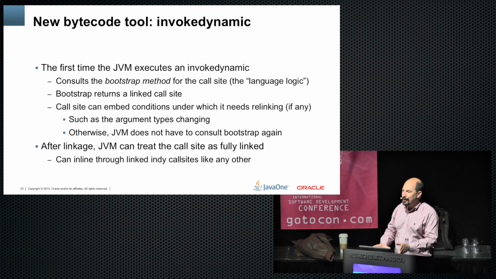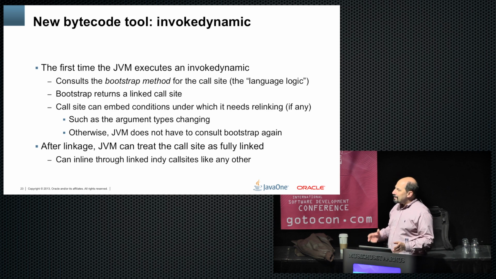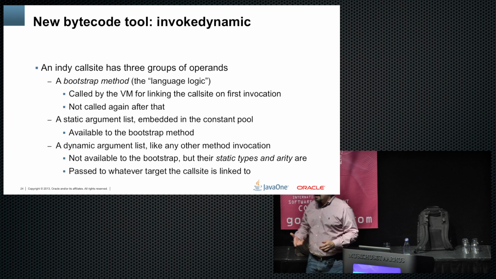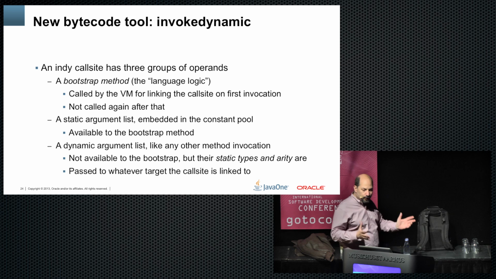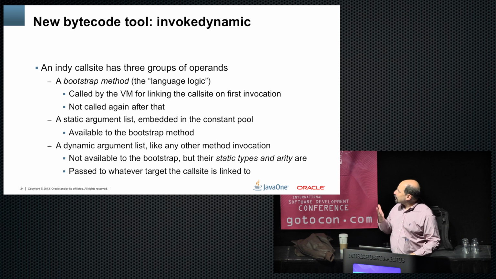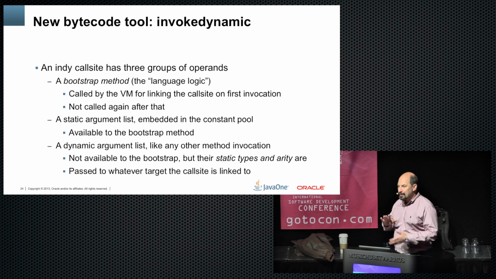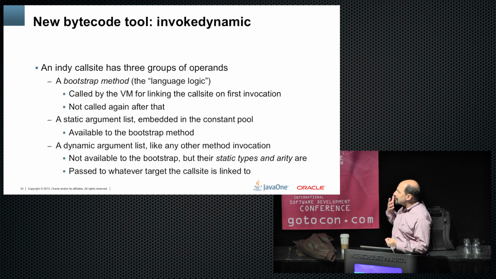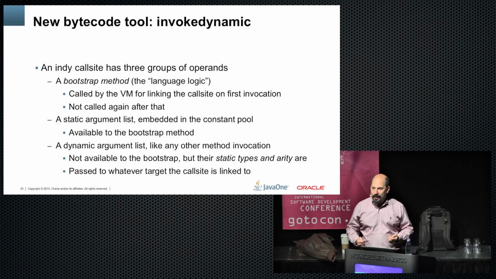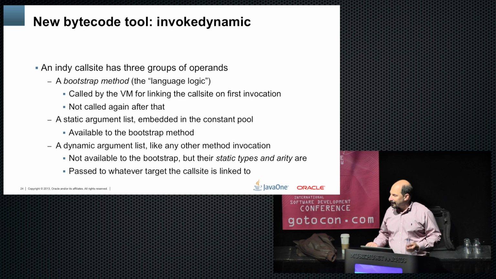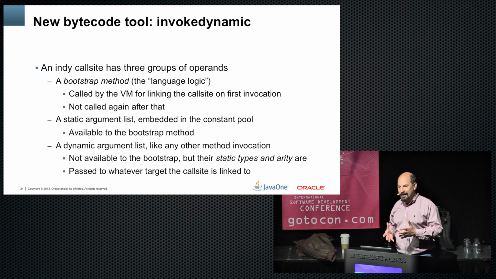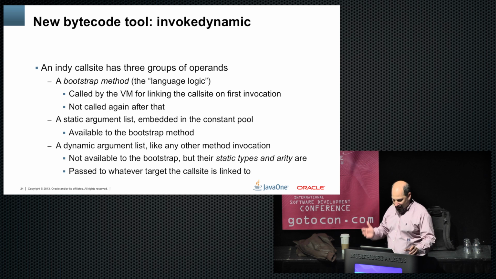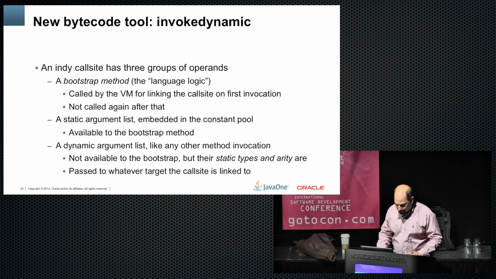So if you look at what's in the bytecode at an invoke dynamic call site, there's basically three groups of operands. The first one is the linkage bootstrap, which contains your language-specific linkage logic. That's called once, never called again. There's also a dynamic argument list, which is pushed on the stack, just like any other invocation instruction. And then there's another argument list, the static argument list, which is constants that come out of the constant pool. And that is the argument list that's passed to the bootstrap method. And it captures things about the call site, such as the types of arguments and things that the compiler knows statically.